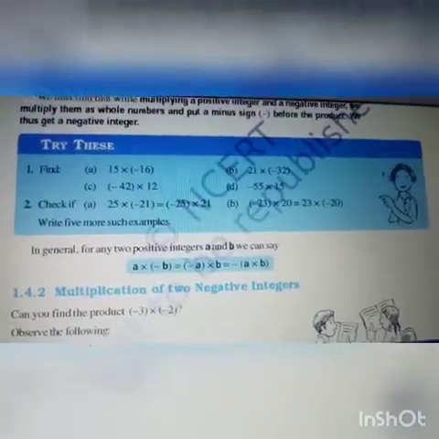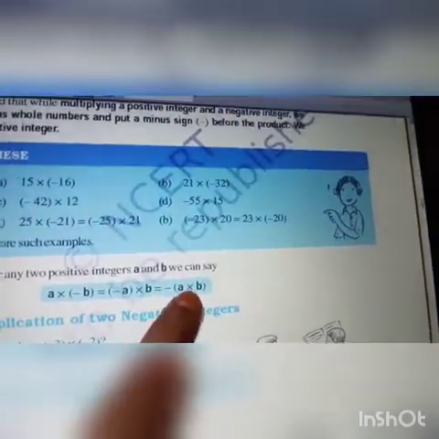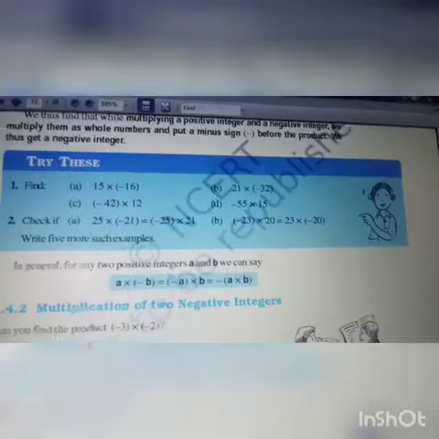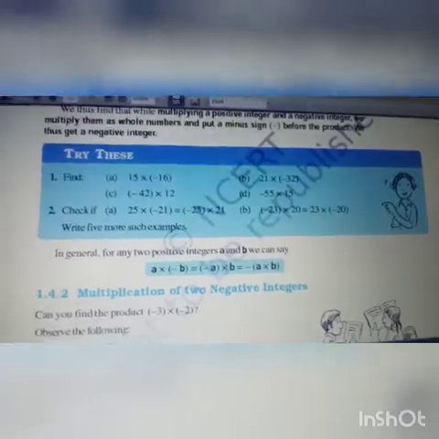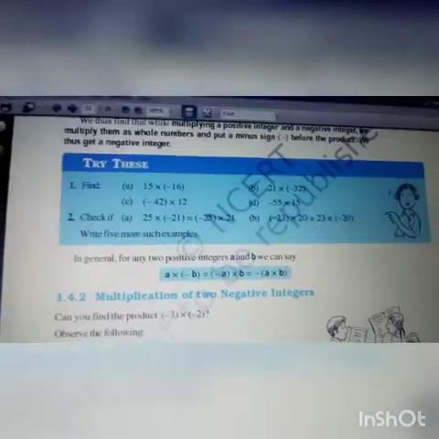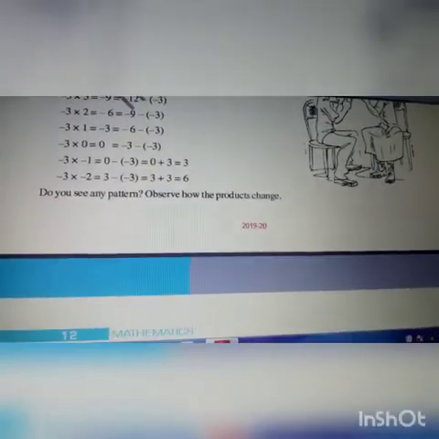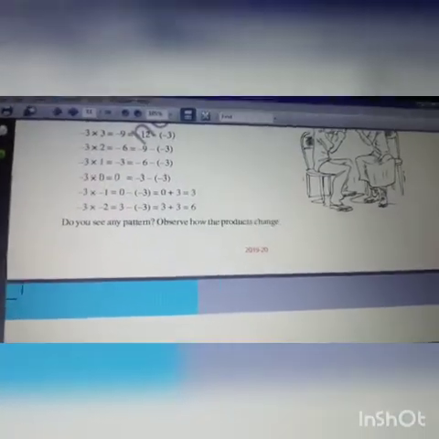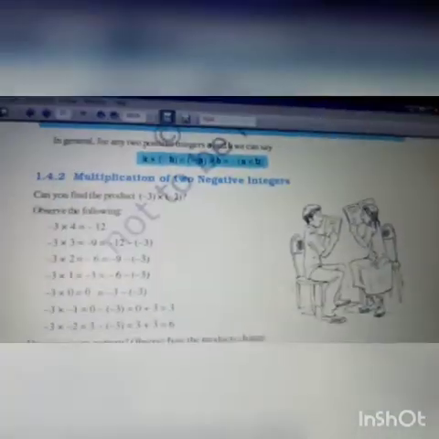Next, see, a into minus b equal to minus a into b equal to minus of a into b. These three are all the same. Which means 2 into minus 3 is minus 6. Minus 2 into 3 also minus 6. Minus of 2 into 3 also minus 6. You can write whatever I am saying in pencil. So, all the three values are the same. That is your multiplication.